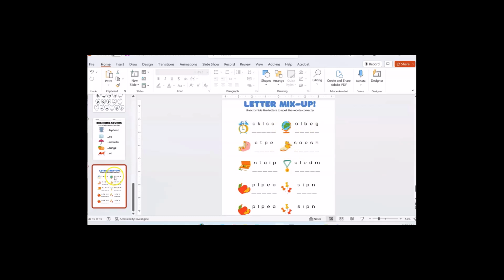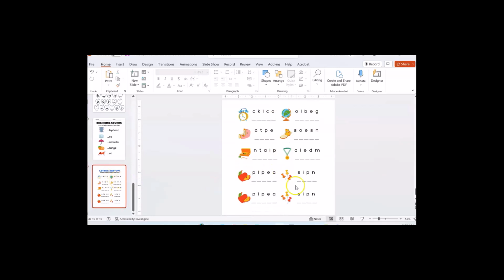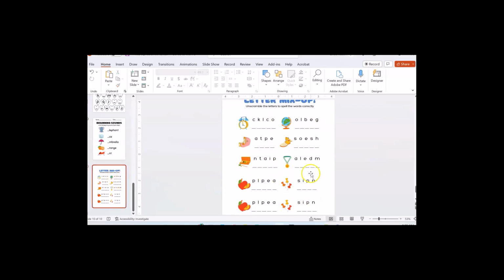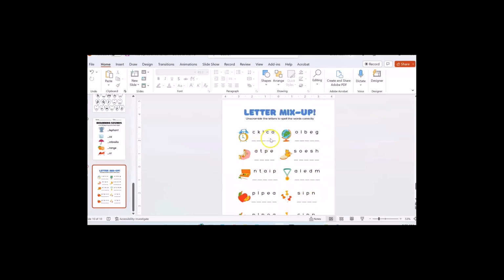The mixed up word, not the real word. And you could do a whole bunch of those. So there's 2, 4, 6, 8, 2, 4, 6, 8. There's 10 on a page, and you could do a whole set of those.